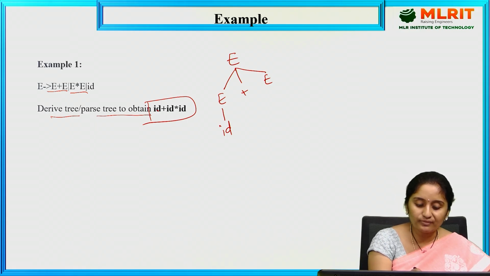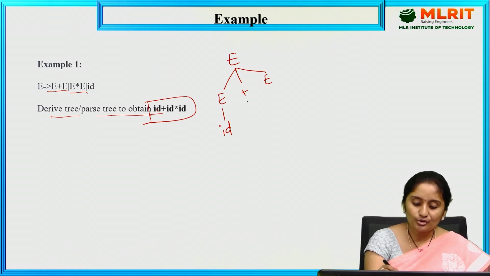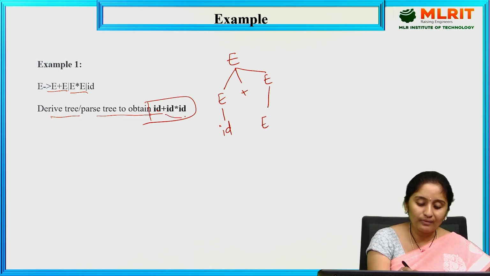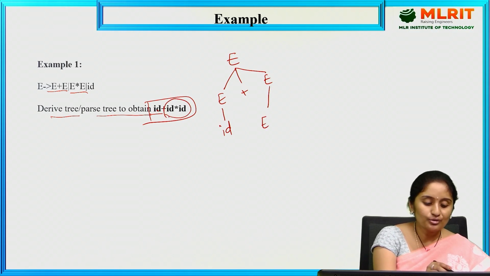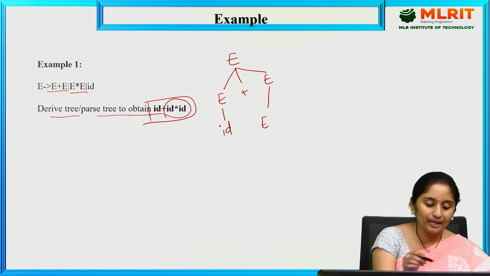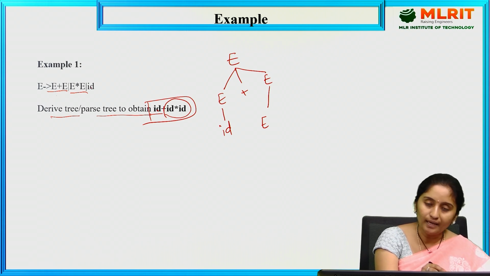Why? Because the first symbol in the string is ID. Then plus, and the next E should produce ID star ID. I can replace this non-terminal E with E plus E, or E star E, or ID. But I cannot replace this E with ID. Why?